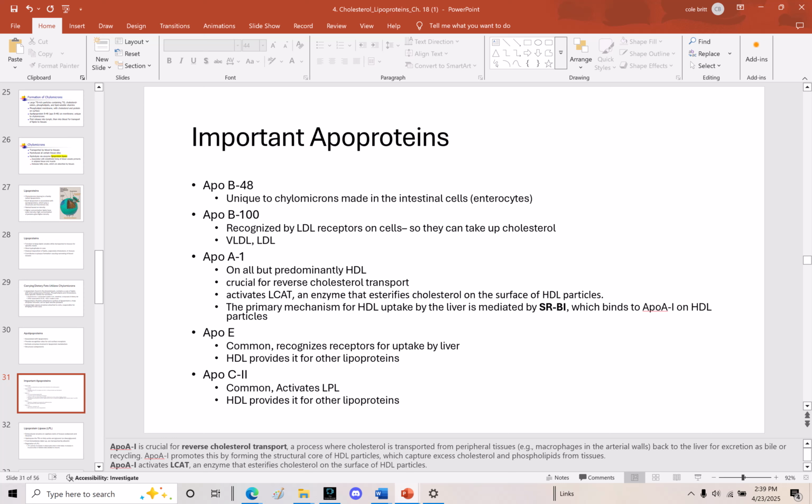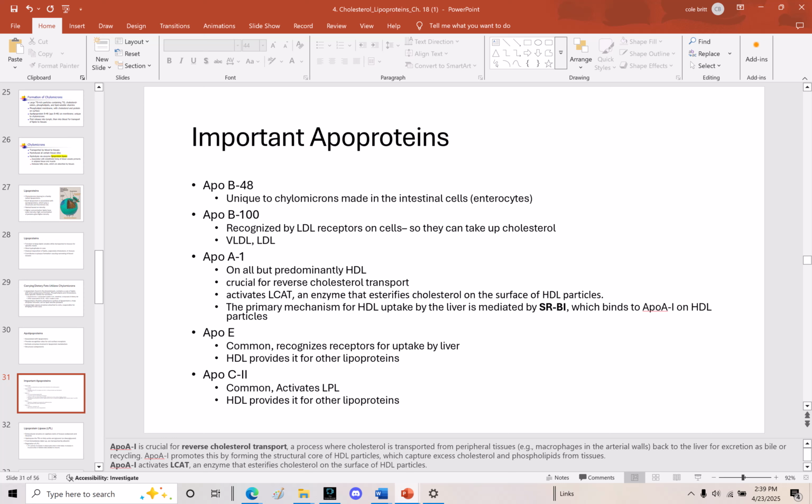And it will activate SRB1 so that the HDL is more easily recognized so it can be taken up by the liver. The liver has other ways to take up HDL, but this SRB1 is the primary way that the HDL is recognized. And without ApoA1, the liver will not be able to recognize the HDL, or at least by the SRB1 receptor.